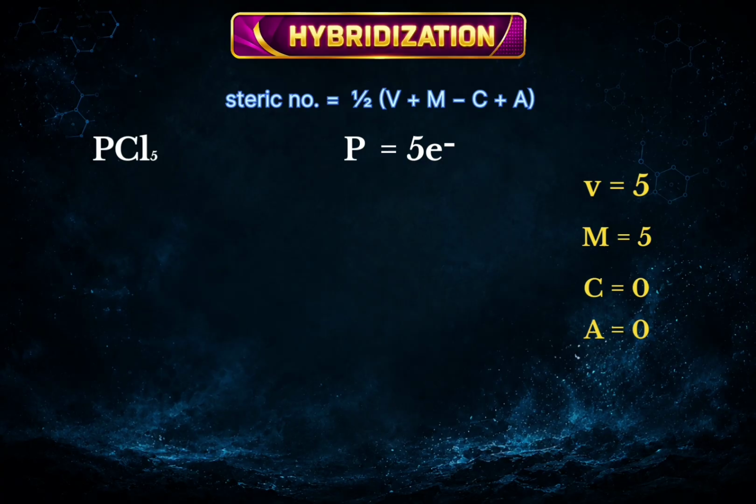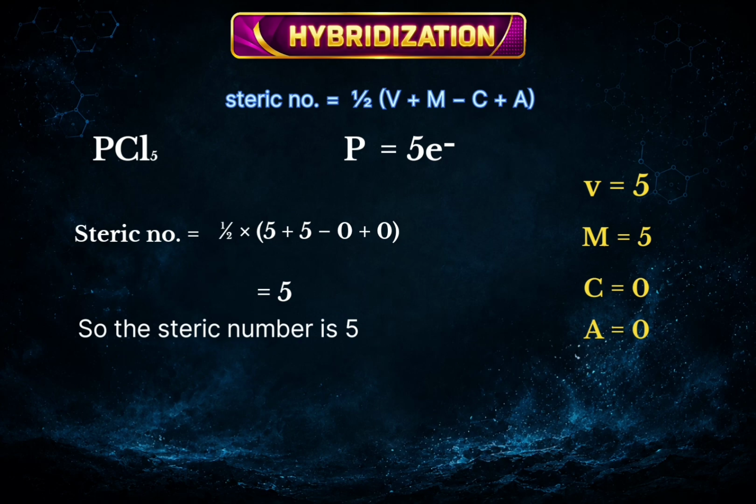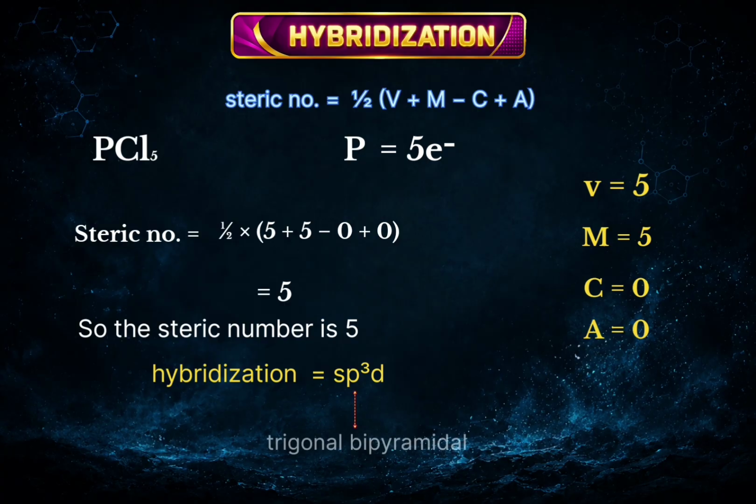Now substitute the values. Steric number equals 1/2 multiplied by 5 plus 5 minus 0 plus 0. That equals 5. So the steric number is 5. A steric number of 5 means the hybridization is sp3d. Its shape is trigonal bipyramidal, with bond angles of 90 degrees, 120 degrees, and 180 degrees.